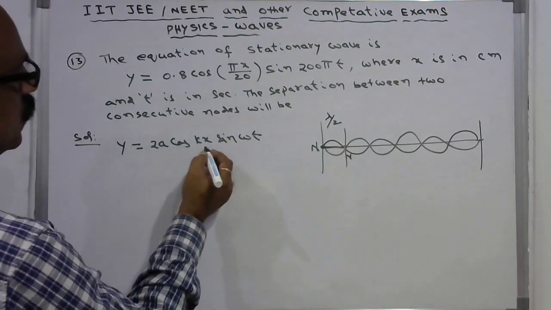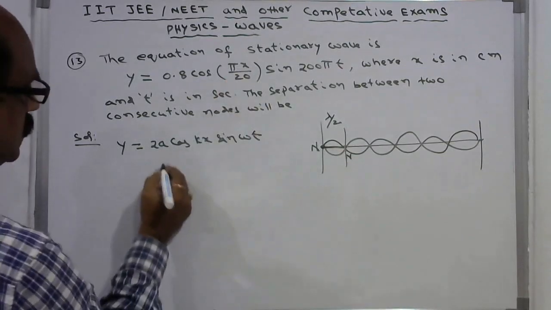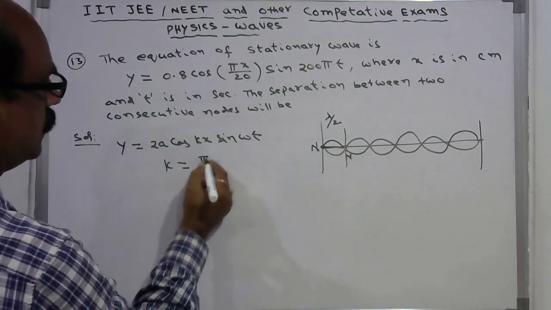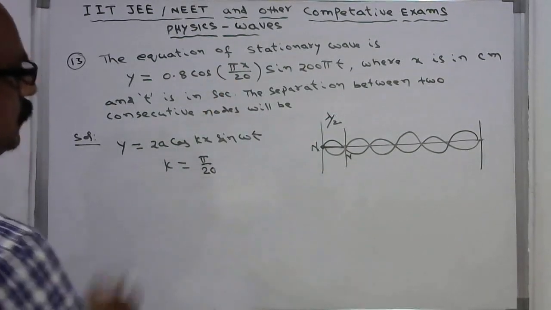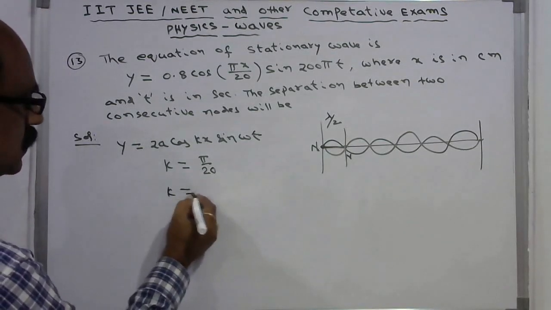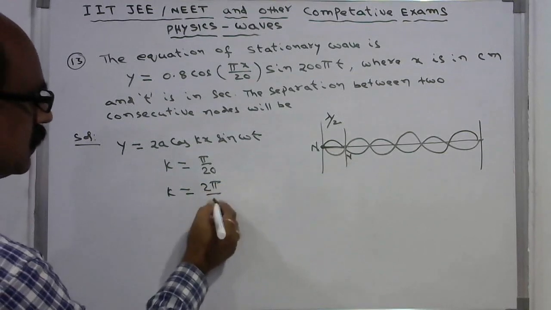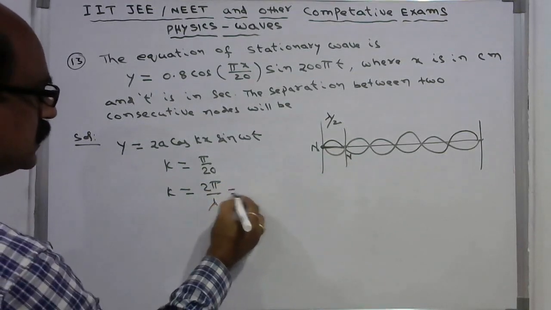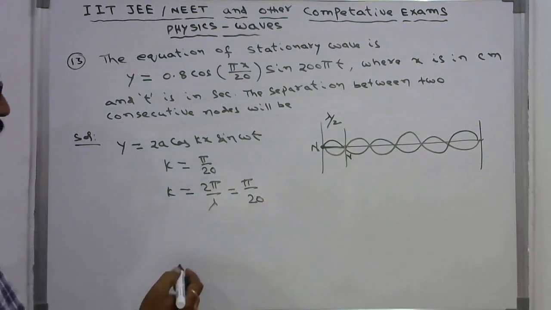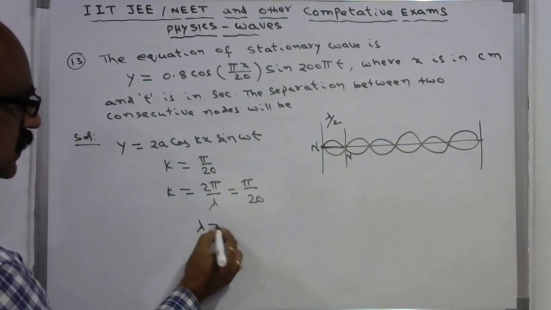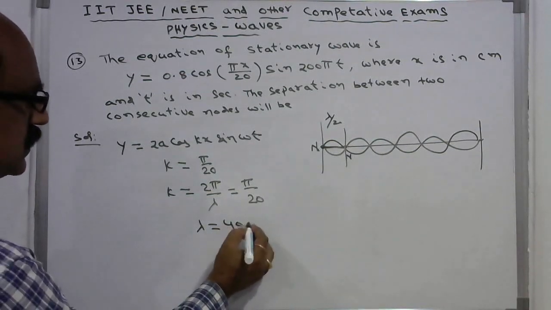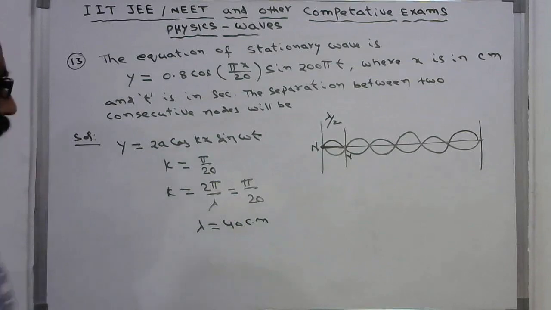And what is the coefficient of x? K. So k is equal to pi by 20. And now we know k is equal to 2 pi by lambda. So that is equal to pi by 20. So now what will be the lambda value here? Lambda is equal to 40 centimeters.